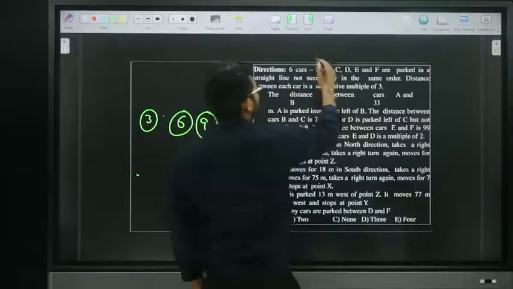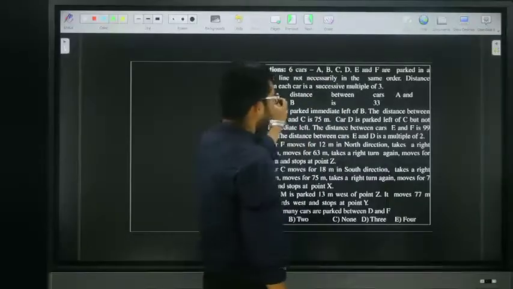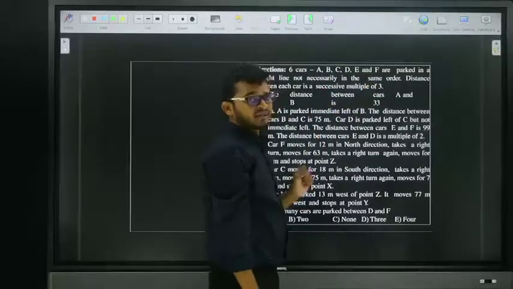Next, the distance between car A and B is 33 meter.